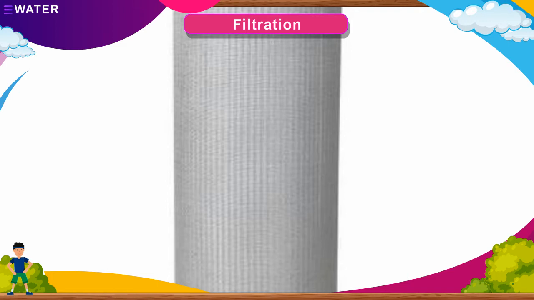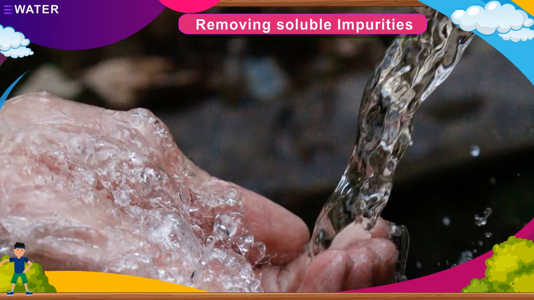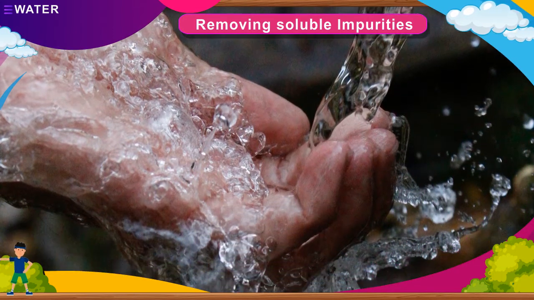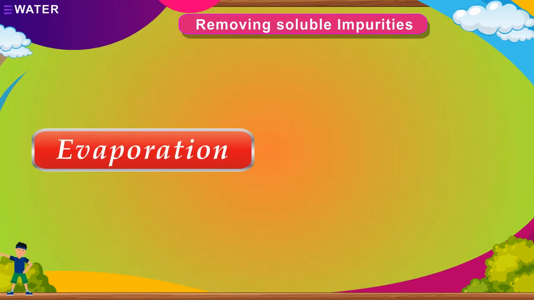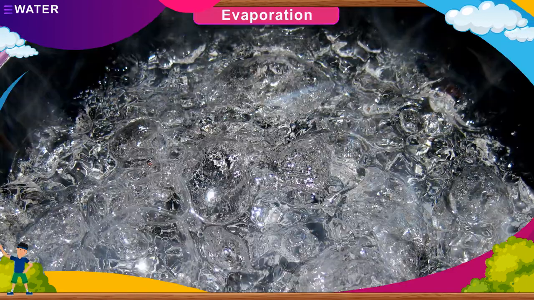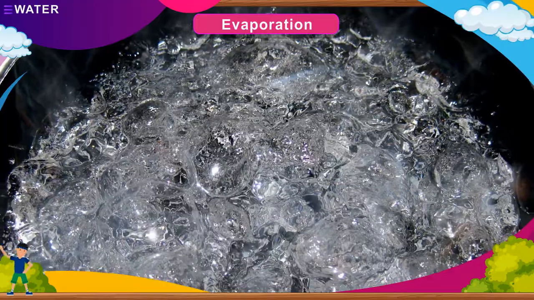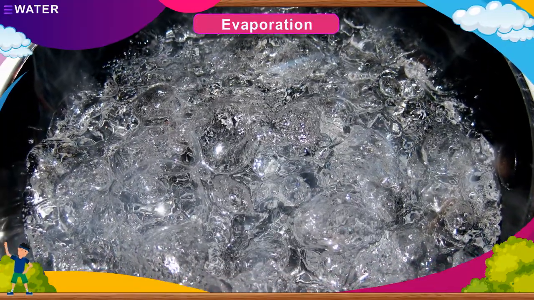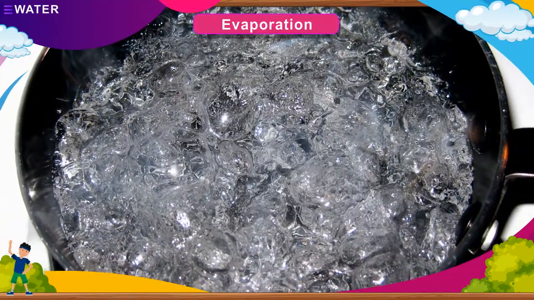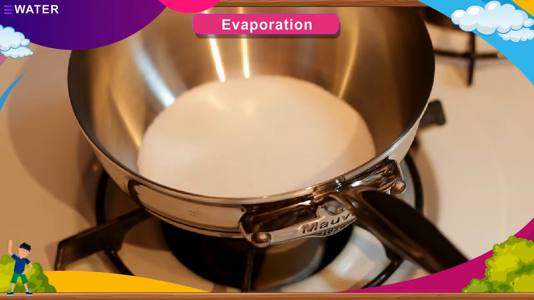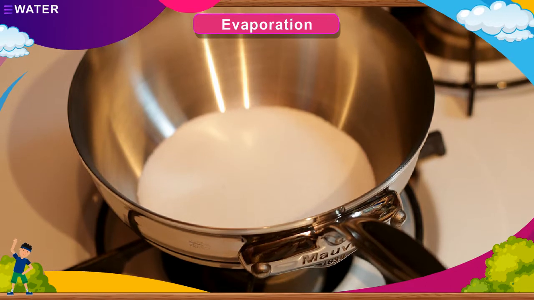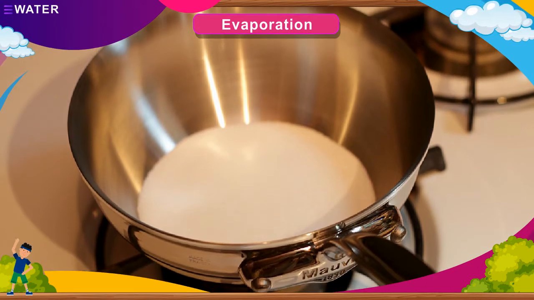Removing soluble impurities. We cannot remove soluble impurities from water by sedimentation and decantation or filtration. Evaporation and distillation are two methods by which these can be removed. Evaporation. In evaporation, the solution containing soluble impurities, such as salt and sugar, is heated till water evaporates and changes into steam, leaving behind salt, sugar, or any other soluble impurity. During this process, water is lost through evaporation.